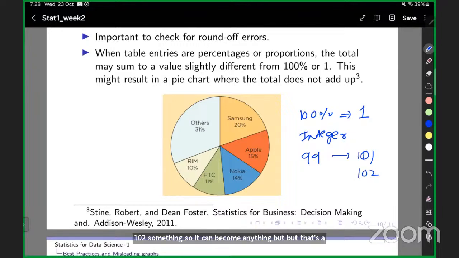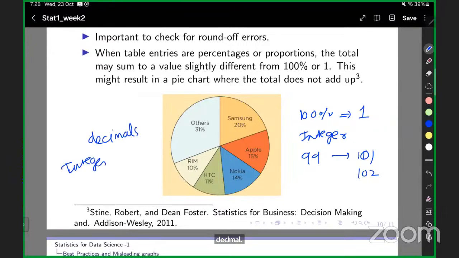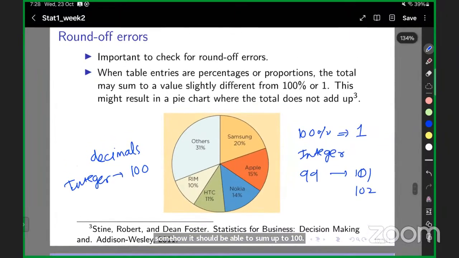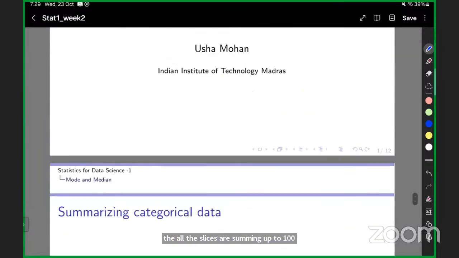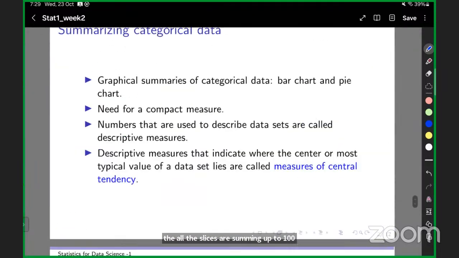Either represent in decimals, or even if you represent in integers, it should sum up to 100. Somehow it should be able to sum up to 100. So don't make this mistake. Always check for rounding errors. If there are any, then choose any way to make it possible that all the slices sum up to 100. Okay.